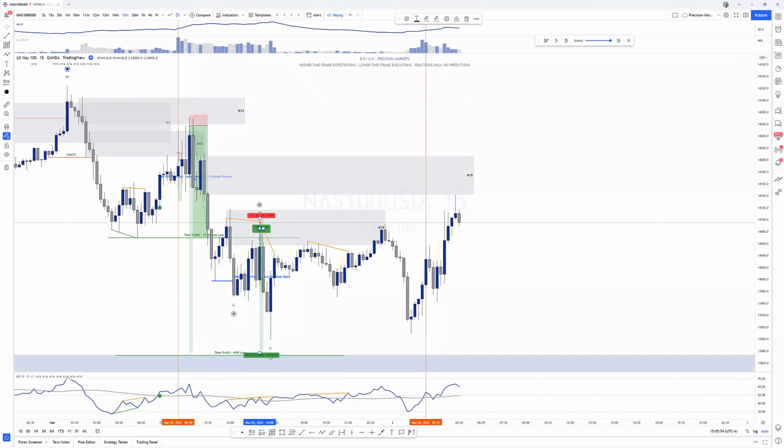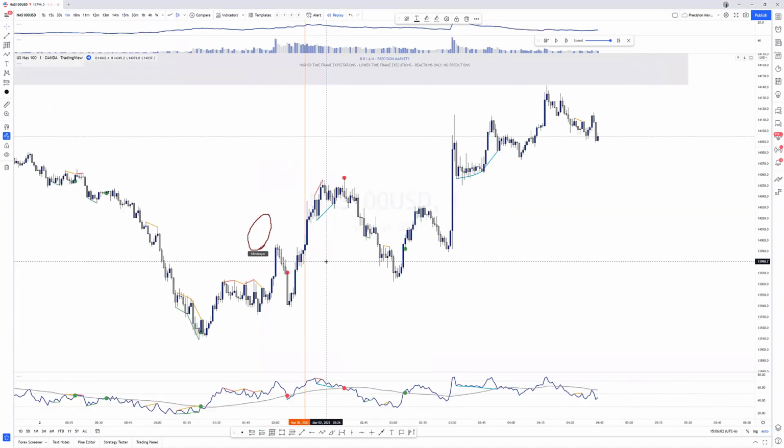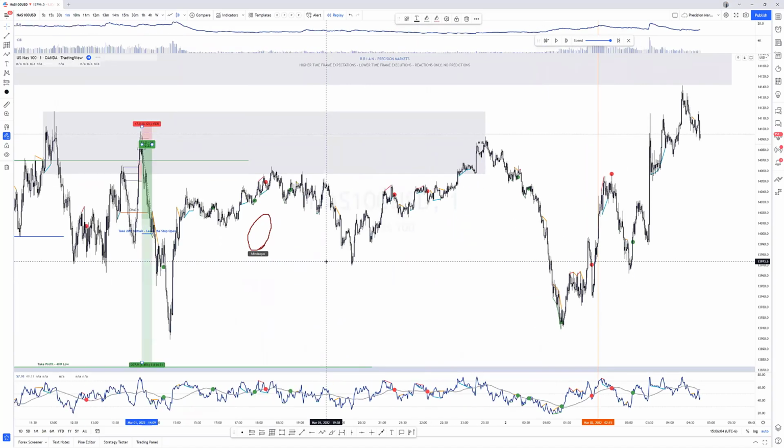Yeah, I was wondering about one entry. Could you go to maybe 1 minute and look here in that zone? Yeah, so I was wondering about here, but I saw that you took this POI on 15 minutes. I thought that you only took the wick here. Sorry.